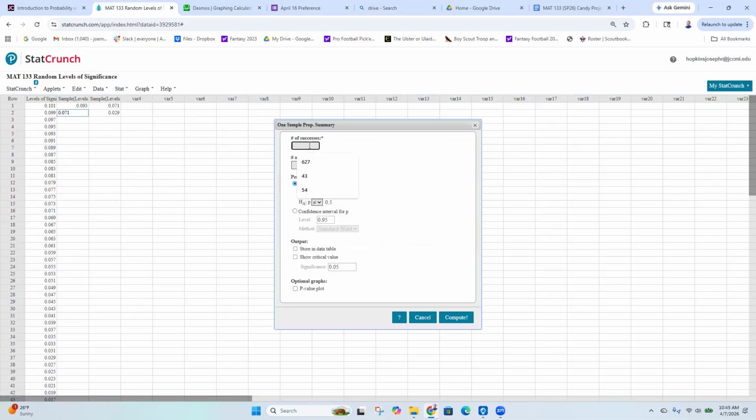And then I had 42 purples. I had a total of 238 Skittles altogether. I'm comparing that to 0.20, and I'm doing a two-tailed test, which means I'm doing not equal.